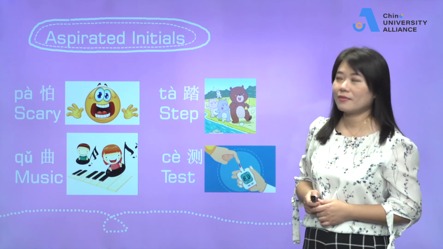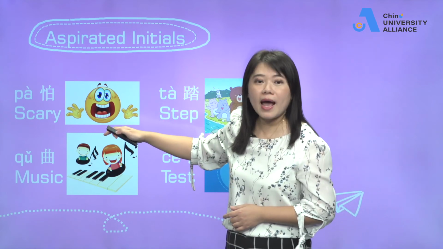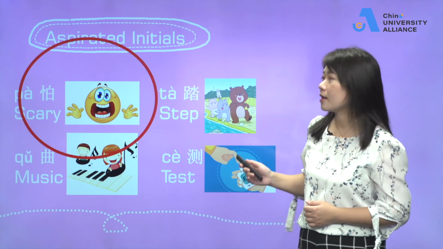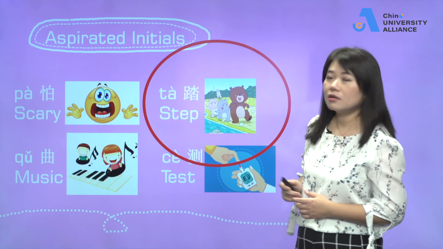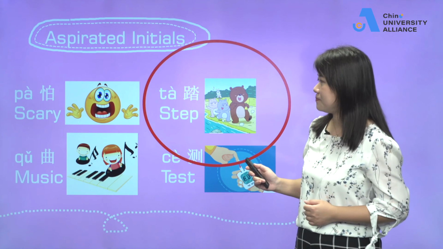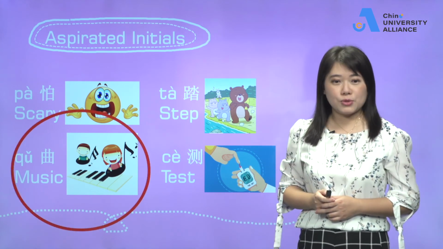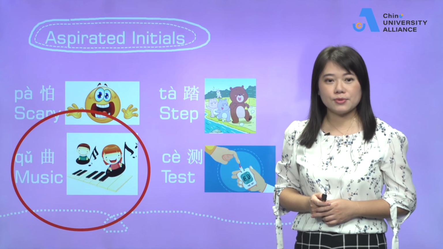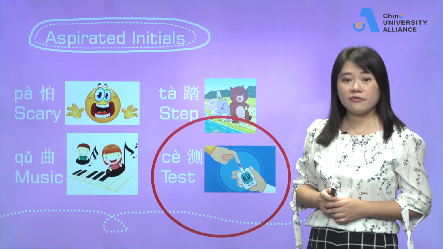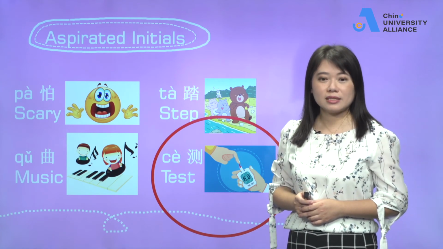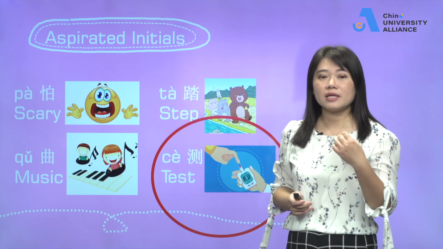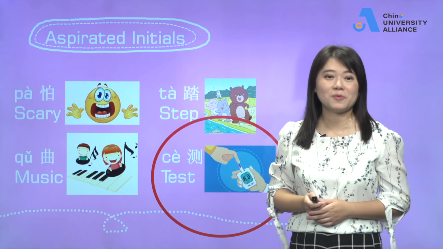So let's see aspirated initials. The first syllable, pa, it means scary in Chinese. Second one, ta, it means stepped in Chinese. The third one, qu, it is music in Chinese. The fourth one, ce, is like test in Chinese. You can feel the air comes out from your mouth when you try to pronounce these syllables.